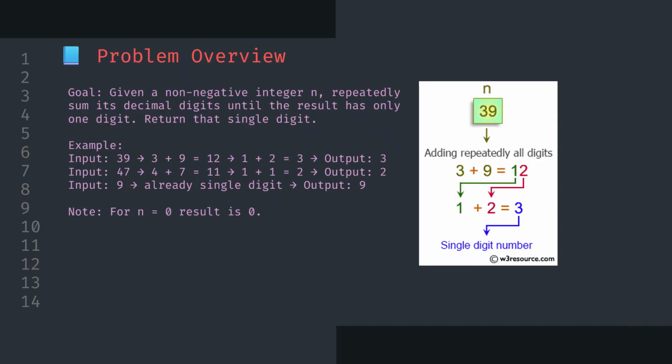The procedure is straightforward. Sum the digits, repeat if the sum has more than one digit, and keep doing that until you end up with a single digit number from 0 to 9. We'll show a loop-based solution, which is intuitive, and then the mathematical shortcut. The digital root equals 0 if n is 0, otherwise 1 plus (n minus 1) mod 9. Both produce the same result. The formula is instant and great for large numbers.